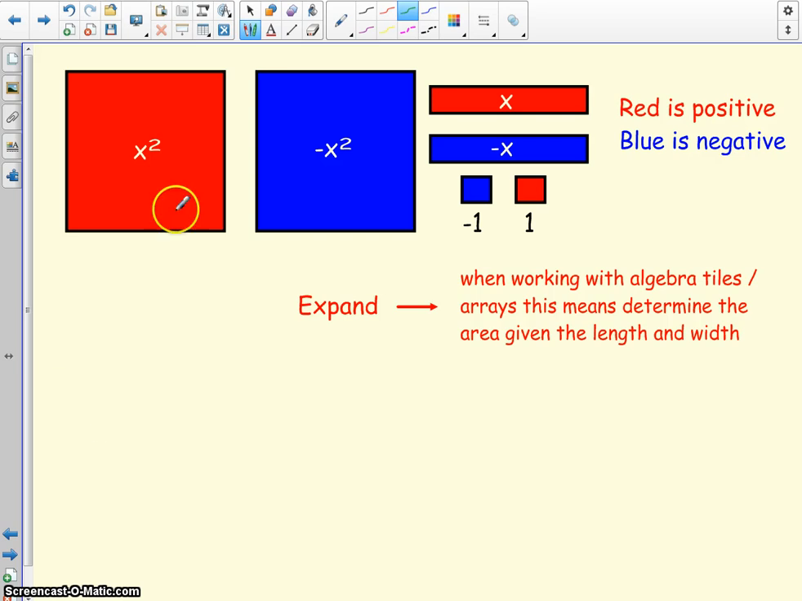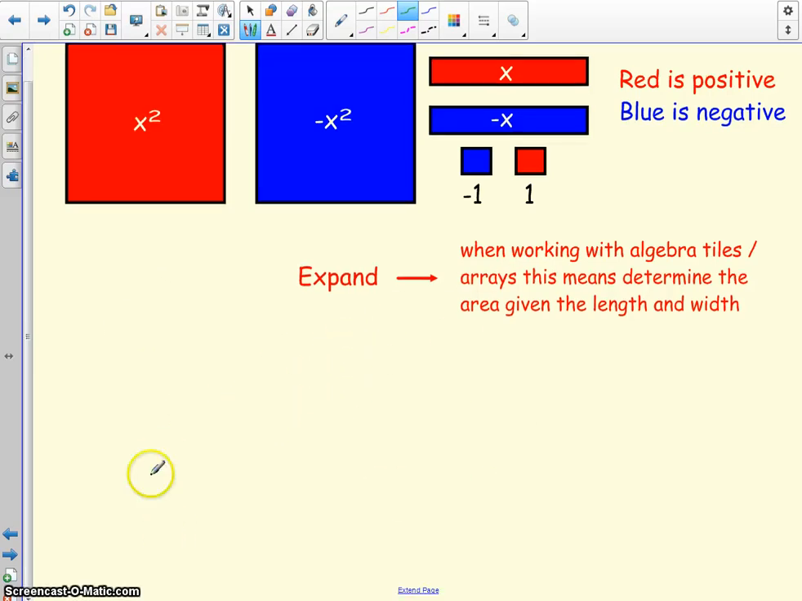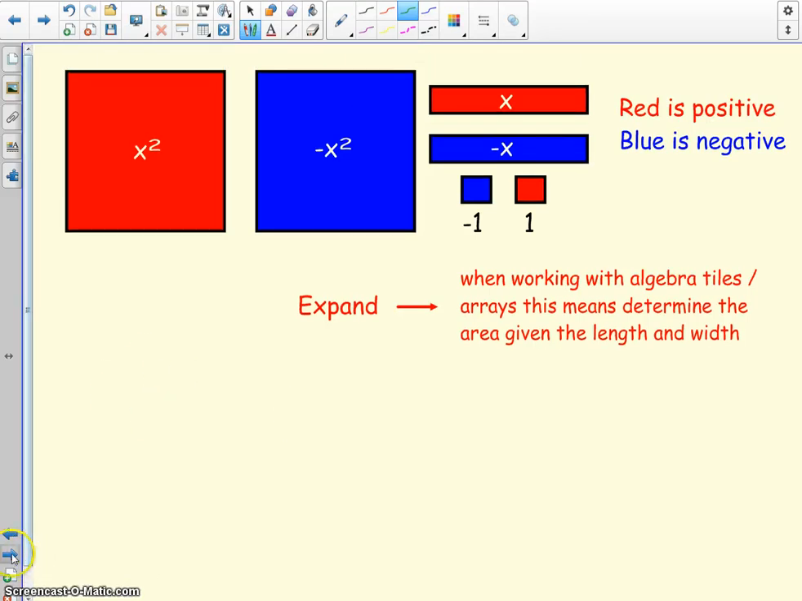If you've never seen algebra tiles before, let's remind ourselves how they work. In this case we have red and blue tiles. The big squares are x squared tiles, the rectangles are x tiles, and the small squares are ones. Reds are positive, blues are negative. To expand something, we multiply two expressions together, use those expressions as length and width, and find the area, which is the result of the multiplication.